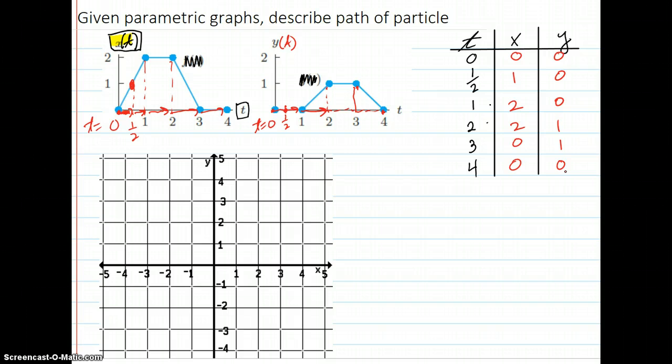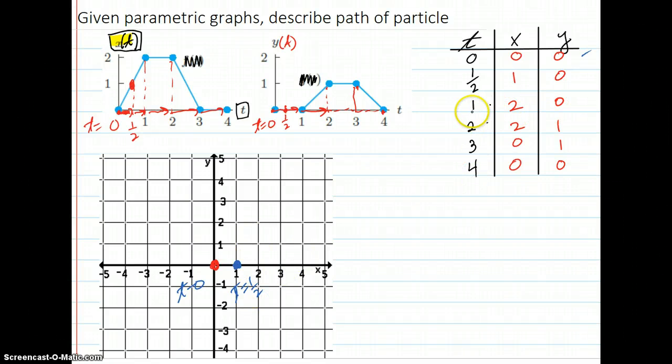So now all we have to do is plot those points over here on the resultant graph that plots x against y. So 0, 0, that's when t is equal to 0. Then 1, 0, that's when t was equal to 1/2. I didn't fill in the rest of the fractions because I just wanted to give you the idea that t is smoothly taking on all real values from 0 to 4.